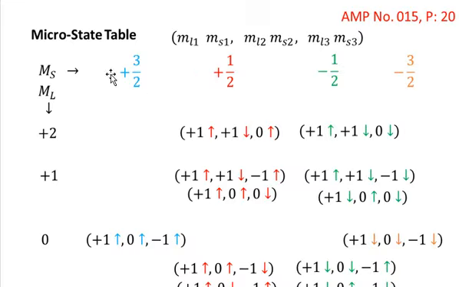noticing the values that must match over here. The values of M_S should be 3/2, 1/2, -1/2, -3/2. The values of M_L are +2, +1, 0, and similarly -1 and -2.